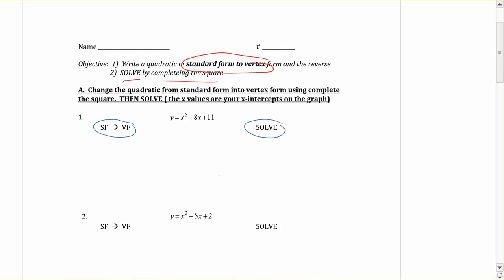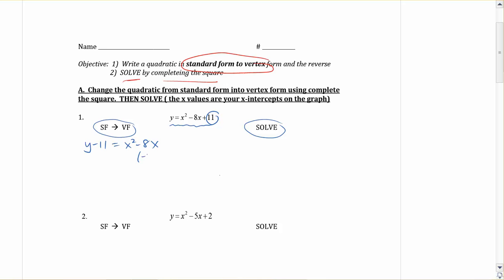So let's start out with standard form to vertex form. If you remember, if this is my original problem and I have standard form to go to vertex form, the first thing I want to do is move over my constant. So I'm going to work over here. I'm going to say y minus 11. I'm going to subtract over 11 is x squared minus 8x. All right. I'm trying to create a perfect square trinomial out of x squared minus 8x.